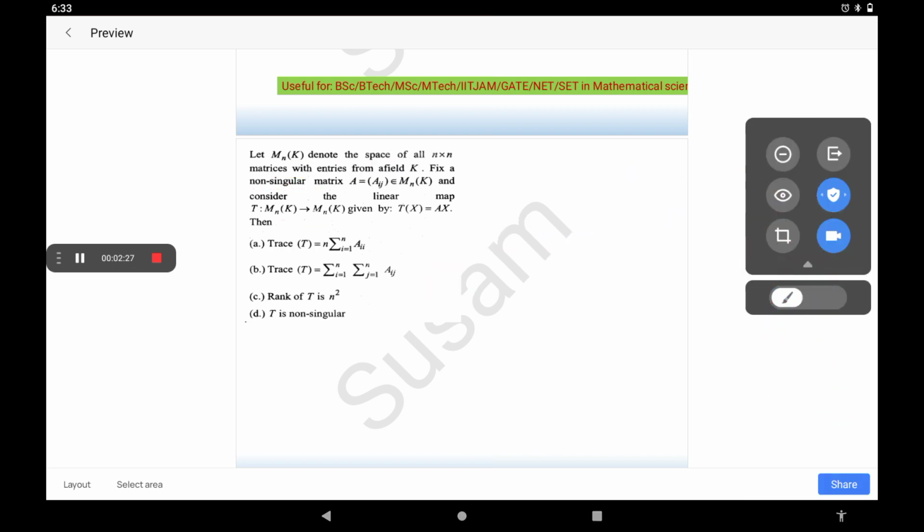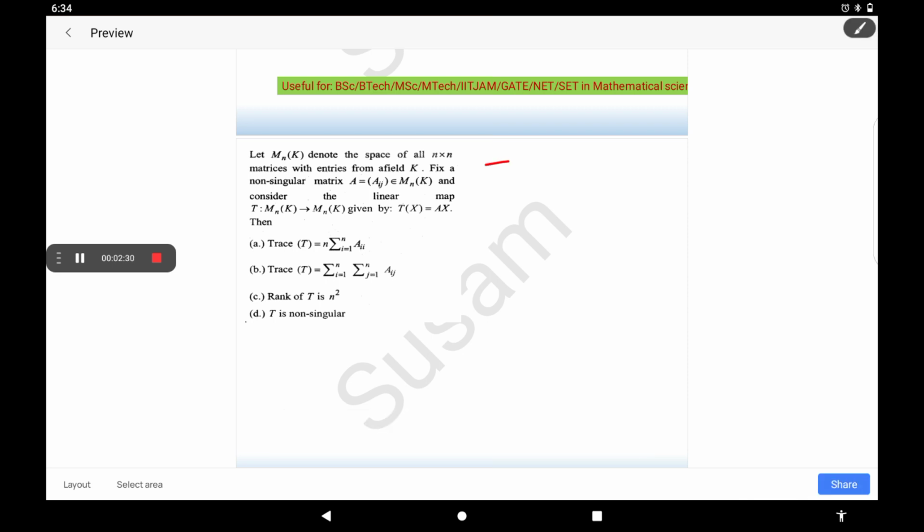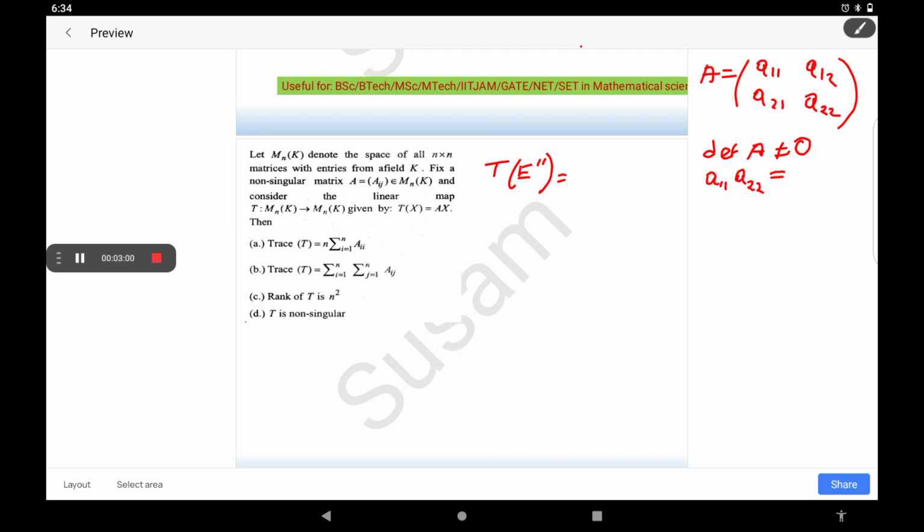To do that, now T of E11 is A E11. Let A equal A11, A12, A21, A22, and determinant of A not equal to 0. That means A11 A22 not equal to A12 A21. Okay? Now T E11 is nothing but A11, 0, 0, 0.